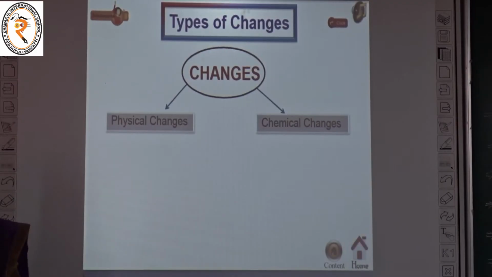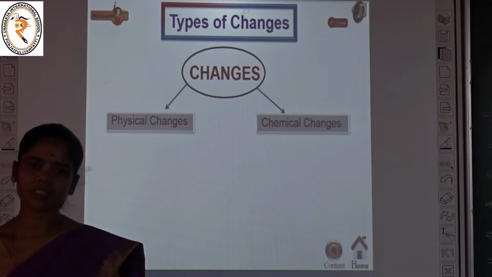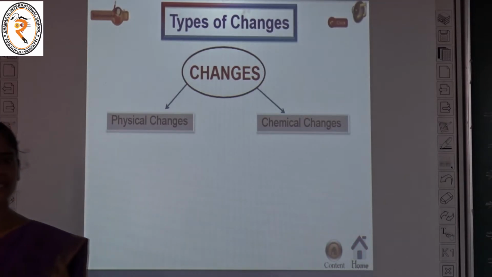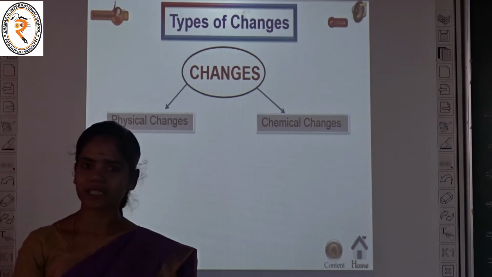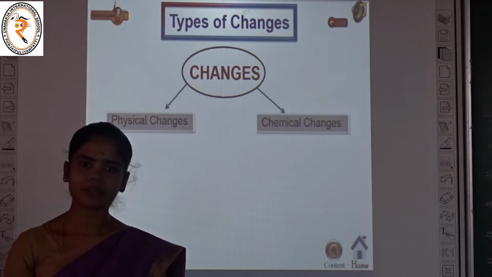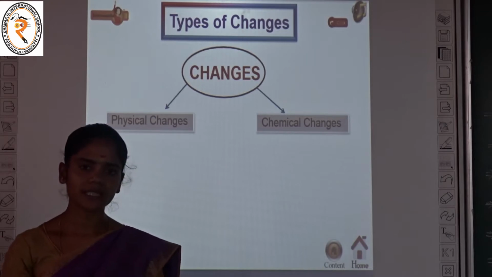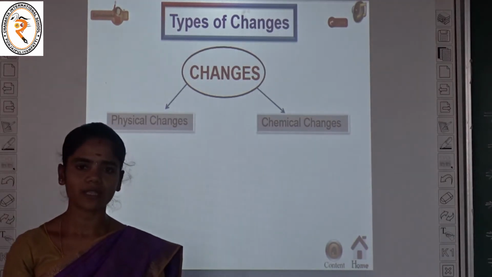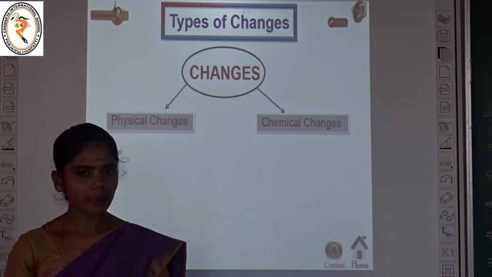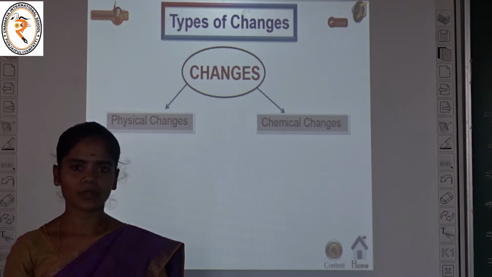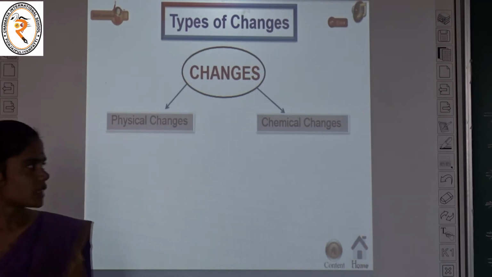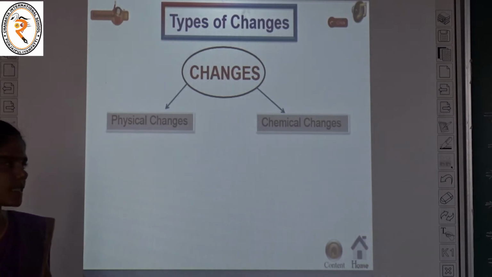Before going to start the lesson, let us start with one GK question. What is the chemical name of salt? We are using the salt in our kitchen. What is the chemical name of salt? The chemical name of salt is sodium chloride. Come children, let us discuss the lesson.